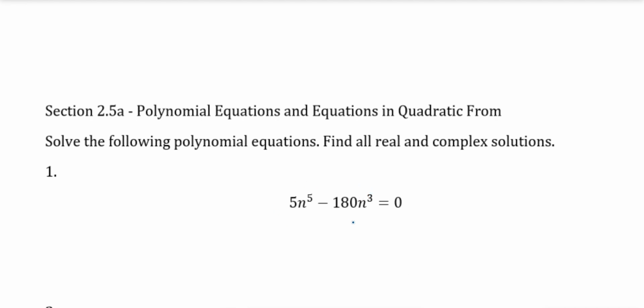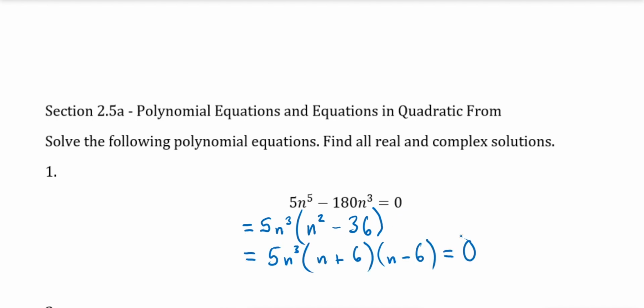Notice here we have a greatest common factor that can be pulled out of each term. Even though it's a fifth degree polynomial, we can pull 3 n's out of this polynomial, as well as a 5 from both 5 and 180. If I divide 5n to the third from 5n to the fifth, I get n squared. And if I divide 5 from 180, I get 36. The idea is that now that we've factored out a greatest common factor, what remains is just a quadratic, and in fact a very nice quadratic, a difference of 2 squares. And we've seen that a difference of 2 squares can factor as follows.